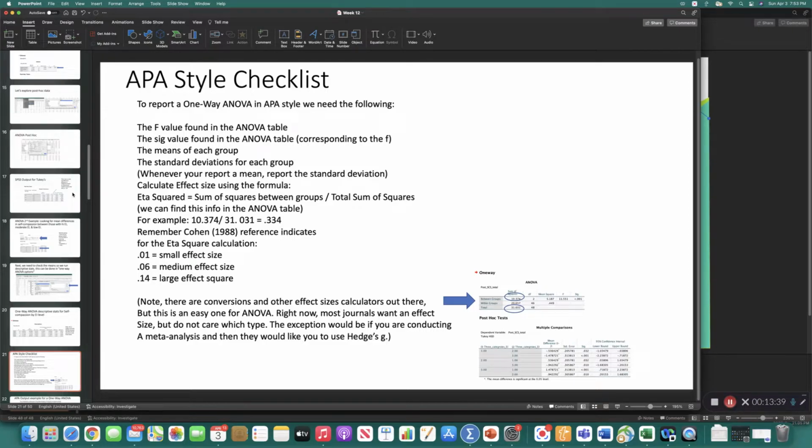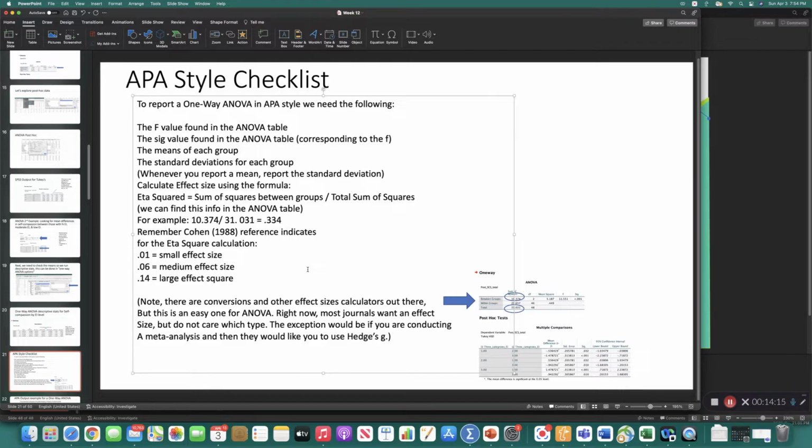We also want the means of each group. So we might have to run descriptives to find this. I think in this example, we did not include those. So we had to go back and select that under options and run it again, which I'll show you in a later slide. But if you forget or don't see it, that's no problem. You just analyze it again and make sure to check that box. One thing that's important to remember too is whenever you report a mean, you also want to report the standard deviation, so you can include those values in your output.